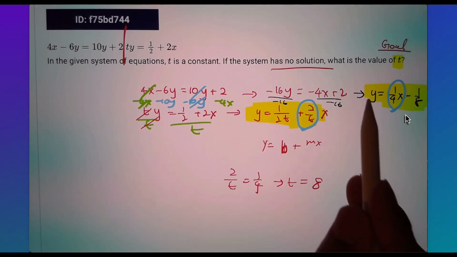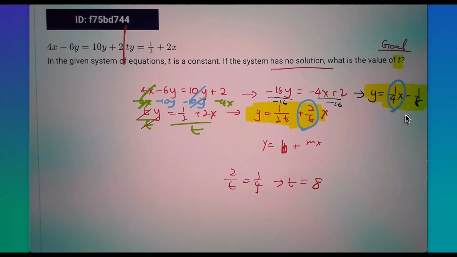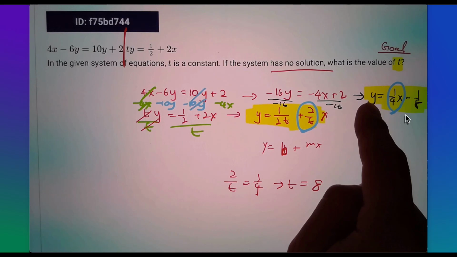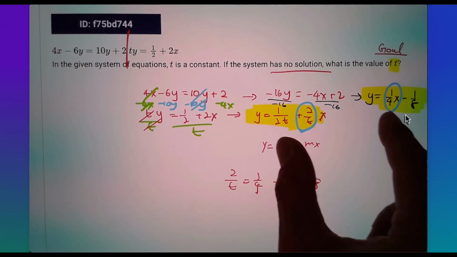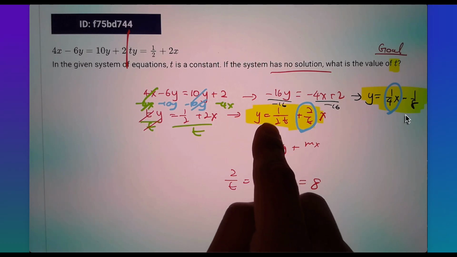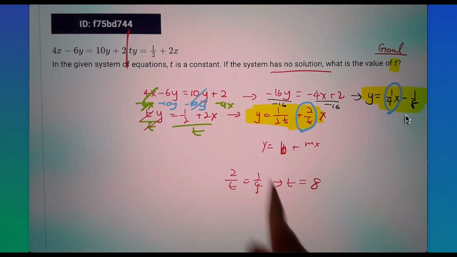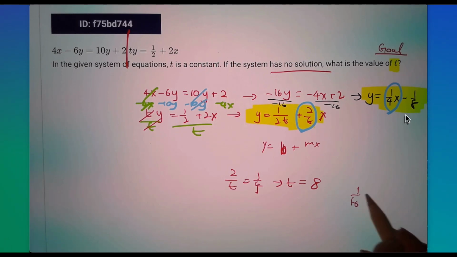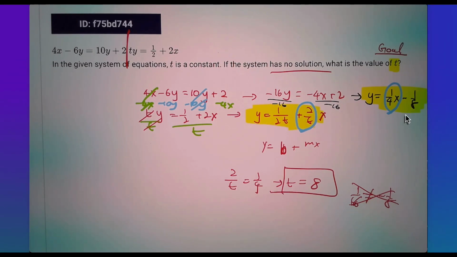While the y's are the same and the x's are the same with the same coefficient or slope in front, then we will not have any solution. So just to summarize, if you want no solution, your y should be the same, the slope in front of x should be the same, but your y-intercept must be different. If you plug it in, you're going to get 1/16, and there's no way that can equal negative 1/8. So yes, t has to be 8, and I believe that's the answer.